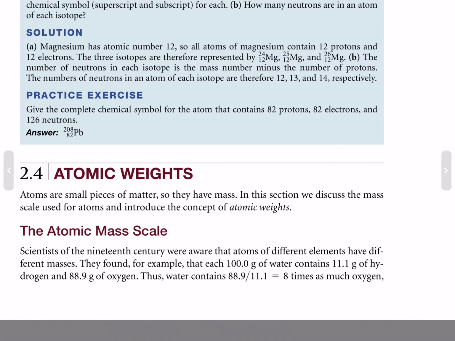Section 2.4 Atomic Weights. Atoms are small pieces of matter, so they have mass. In this section, we discuss the mass scale used for atoms and introduce the concept of atomic weights.